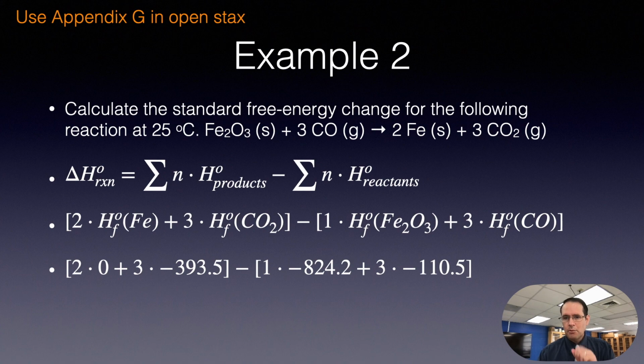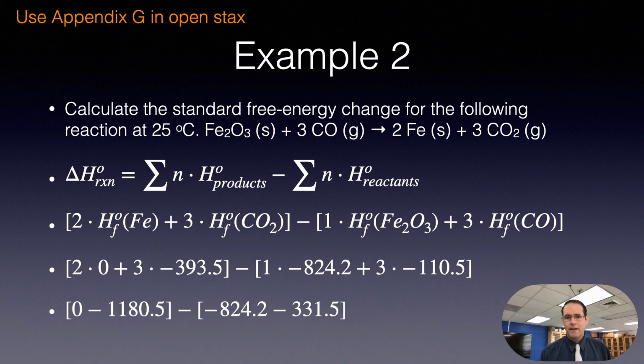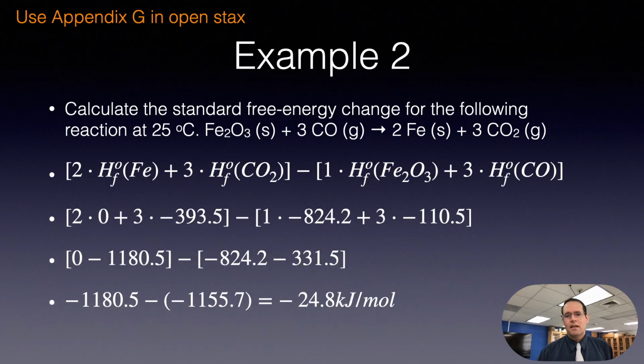Now you're going to have a double negative on the right, so be careful about that. I like to do all my grouping in those little brackets before I do the subtraction. And at the very end here on the bottom of this slide, you can see how I have the double negative there. We're subtracting a negative number. It comes out to negative 24.8 kilojoules per mole. What does that mean?